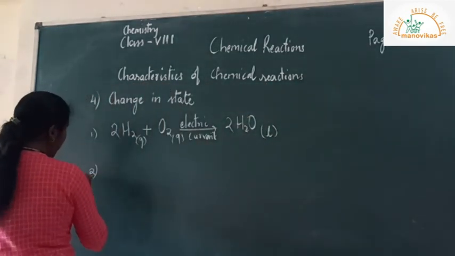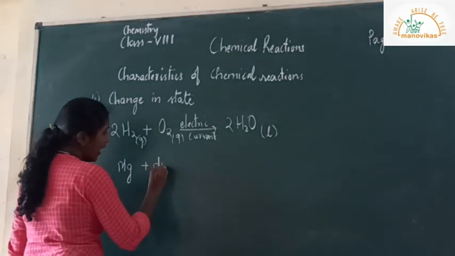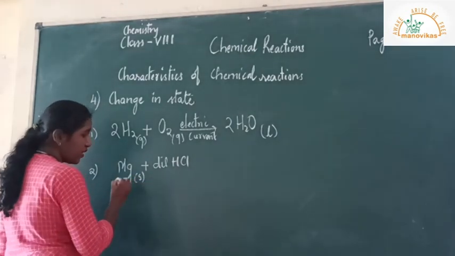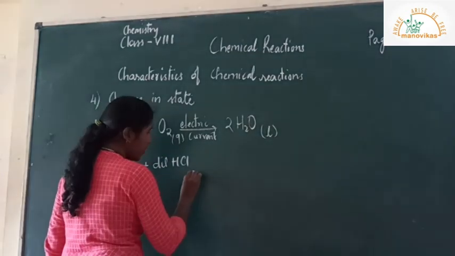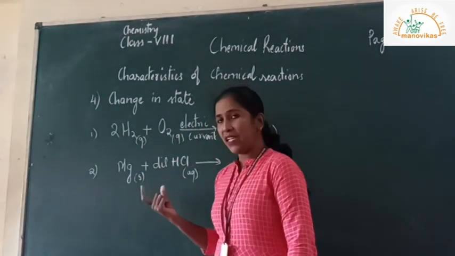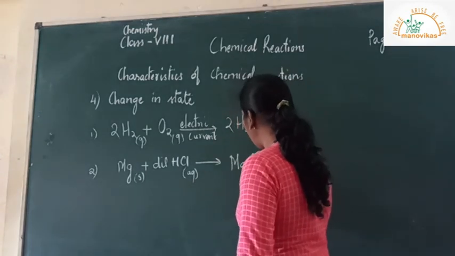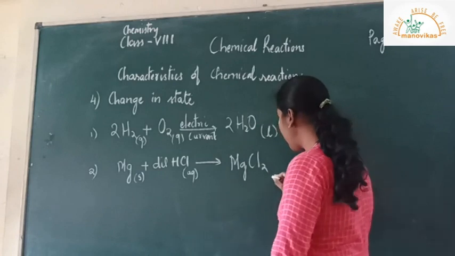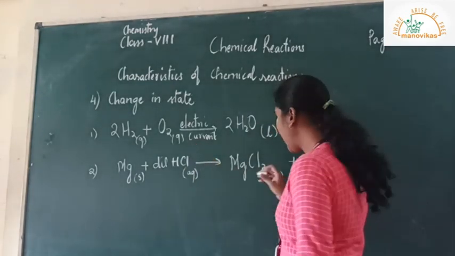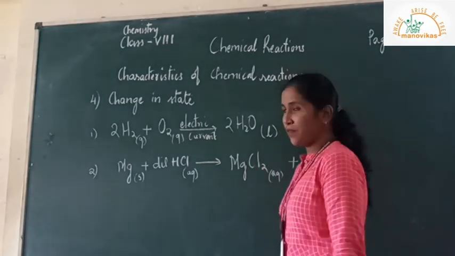Similarly, we can take one more example, that is a metal when it is treated with acid. Now this metal is in the solid state, acid is in the aqueous form, because acid has been dissolved in the water, so therefore we obtain the dilute acid. So what we will get is magnesium chloride. This is also in the aqueous state, and the hydrogen gas is going to get evolved out. So hydrogen gas is in a gaseous state.